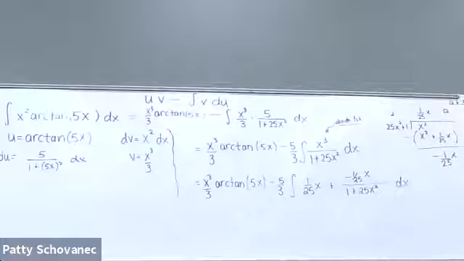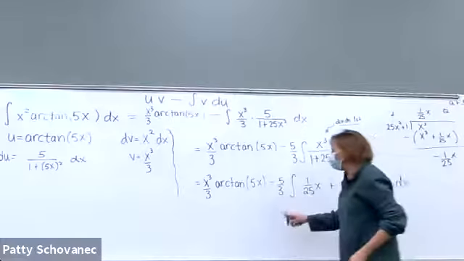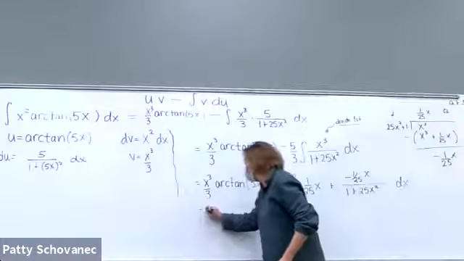Okay. Now we got two integrals to do. The first integral, we just get 1 over 25 times x squared over 2. Then it's multiplied by the 5/3.